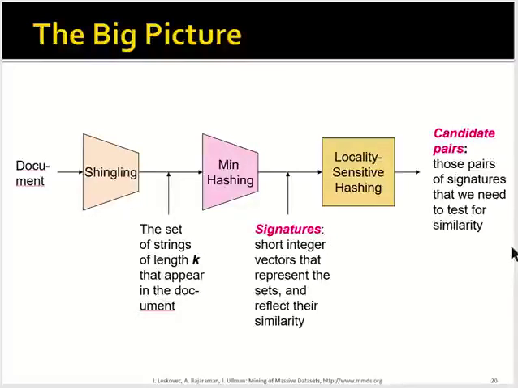Hello everyone, this is the second video about chapter 3. Last time we stopped at the big picture regarding shingling. Today we're going on to talk about the details of each phase in shingling.